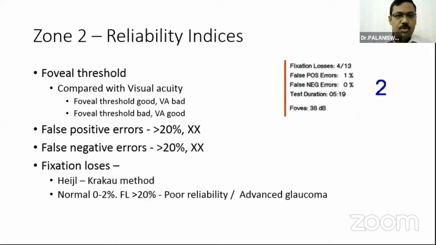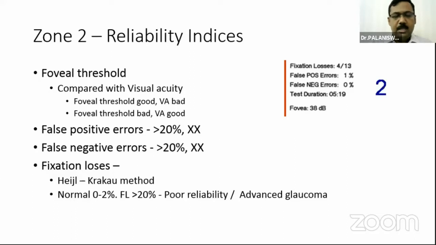Zone 2 is the reliability indices. This tells us whether a field is reliable or not. So we have the foveal threshold. The foveal threshold should always be compared with the visual acuity. Then we have the false positives and the false negatives. They need to be less than 20%. If they are more, it's an unreliable field, and we get a XX symbol.